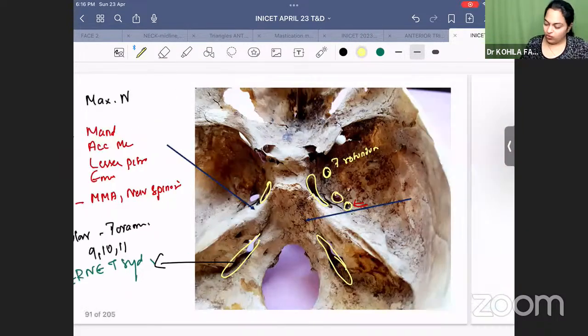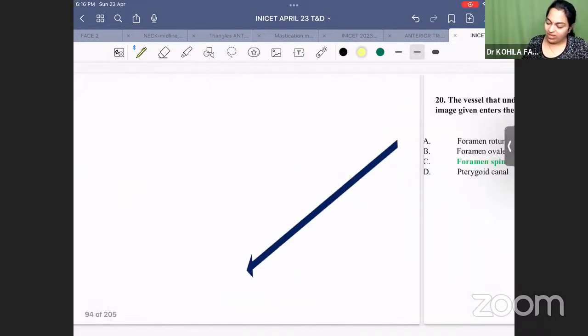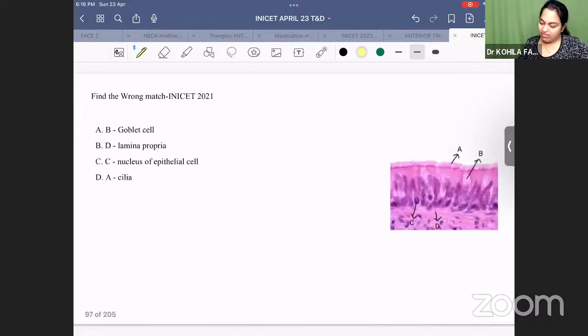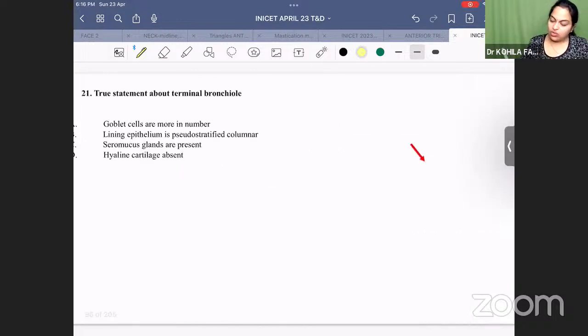So foramina of the skull is another high yield topic. They keep asking in different aspects, right? The histological image is not here. Okay, yeah, the true statement about the terminal bronchiole. Yes, did you get it right? Yeah. What is a true statement?